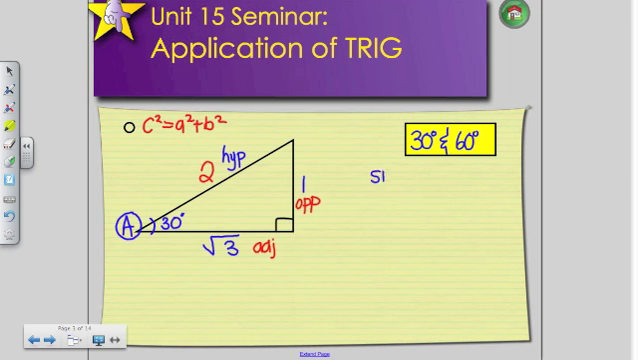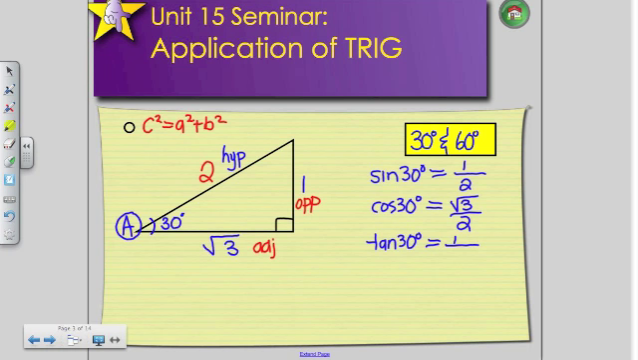So sine of 30 degrees is going to be equal to opposite over hypotenuse, 1/2. Cos of 30 degrees is adjacent over hypotenuse, so that would be root 3 over 2. Tan of 30 degrees is opposite over adjacent, so 1 over root 3. Notice there is no repetition. Sine and cos and tan, they're not equal to each other for this particular angle.